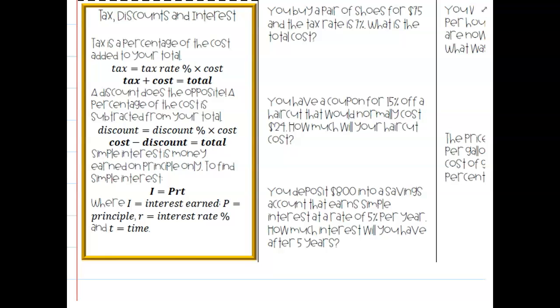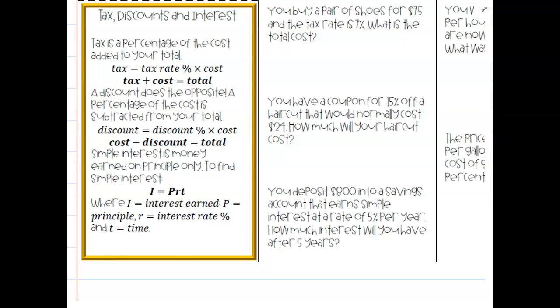The same thing happens when you have a discount, like if you have a coupon. For my example, like if you bought a $20 shirt and it's 15% off, you don't have to pay 15% of the cost. Okay, so you have to find 15% of the cost and then subtract it.